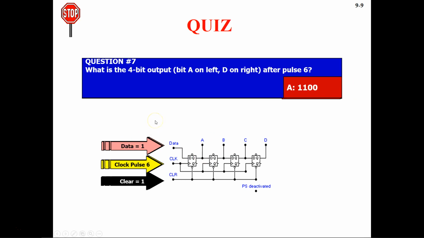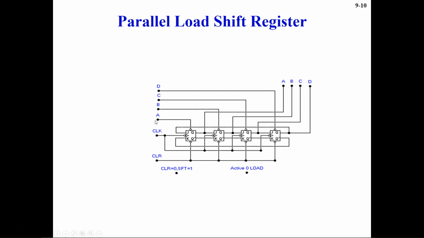So these were all the quiz questions. Now let's move on to the next topic, which is the parallel load shift register. This circuit is different from the previous circuit which we saw. In this one we are using the JK flip-flop, and you'll notice that the clock is also tied together, connected to all the flip-flops, and then you have all the clears connected to a single clear.